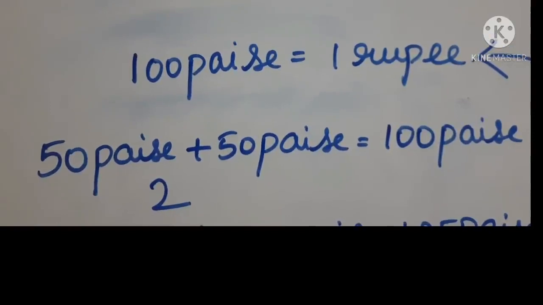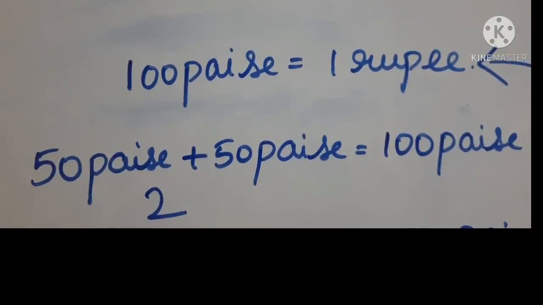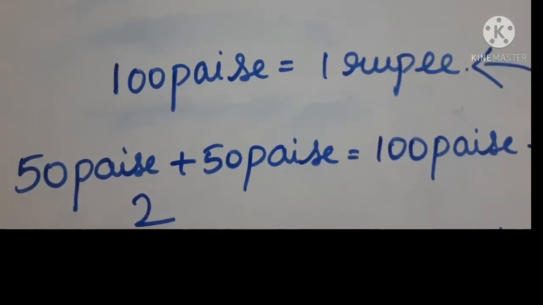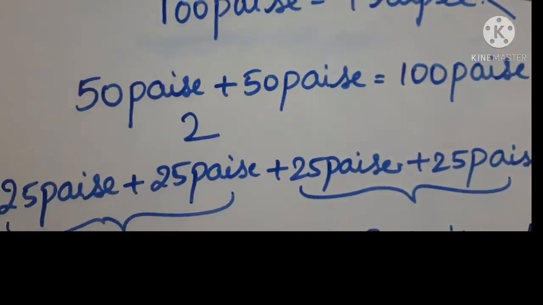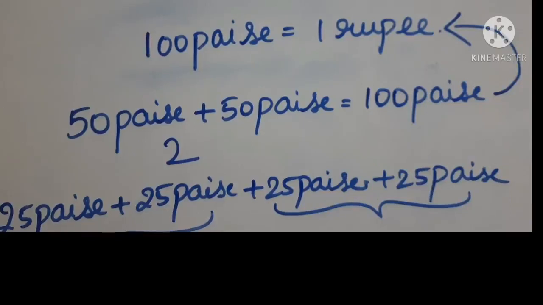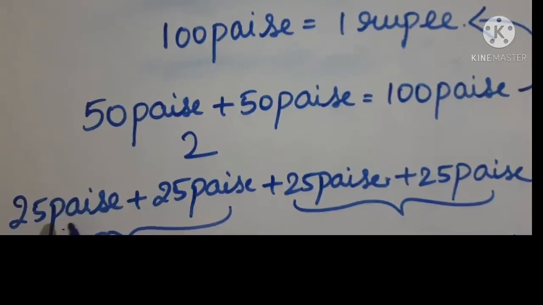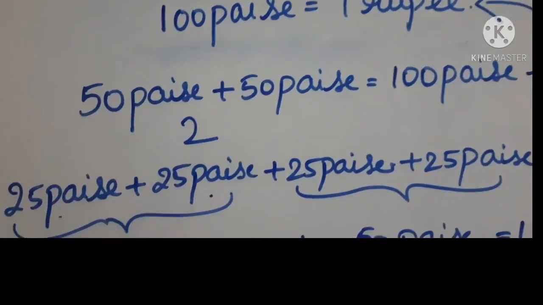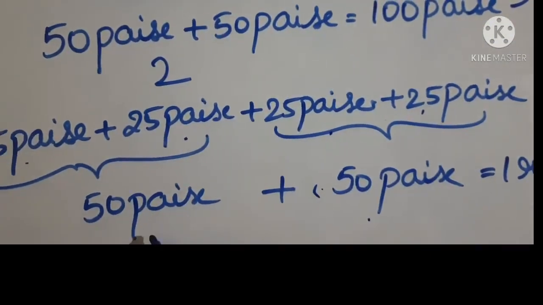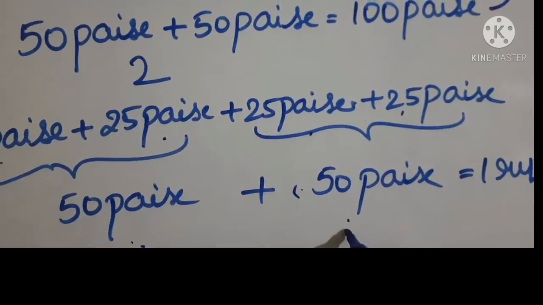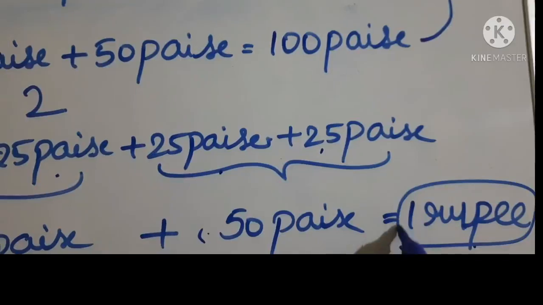Now tell me, if we have 25 paise, at present we don't have 25 paise, but previously our parents, our grandparents used to use 25 paise. If we have 25 paise, then how many 25 paise coins do we need to make 100 paise? Yes, see here, we need 4 25 paise coins to make 100 paise. 25, 25, how much do we get? We get 50 paise. Again 25 plus 25, we get 50 paise. Now if we add 50 paise plus 50 paise, how much do we get? We get 100 paise, that is equal to 1 rupee.